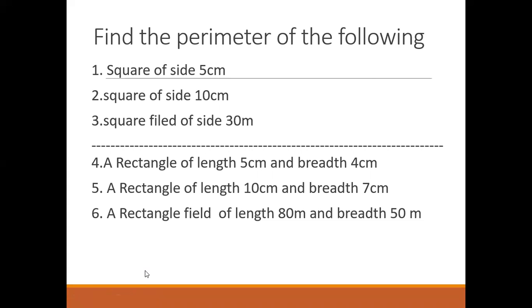A square is given. You have to find the perimeter of the square.